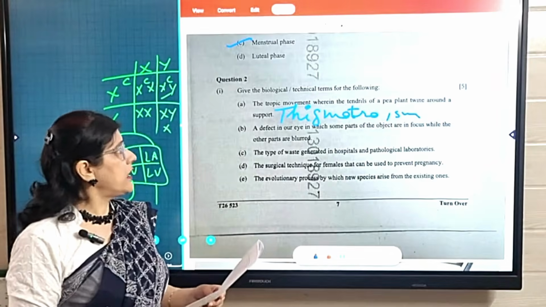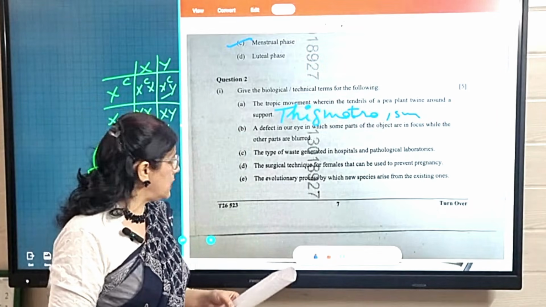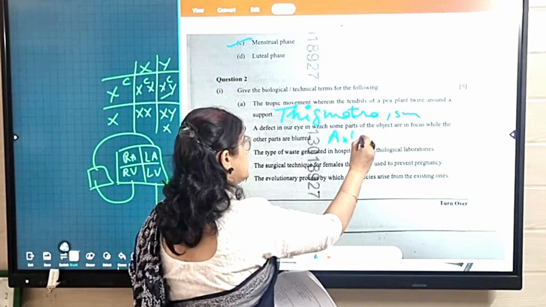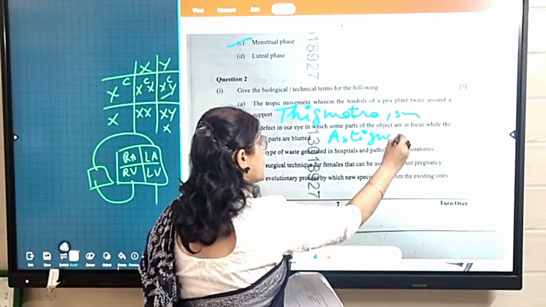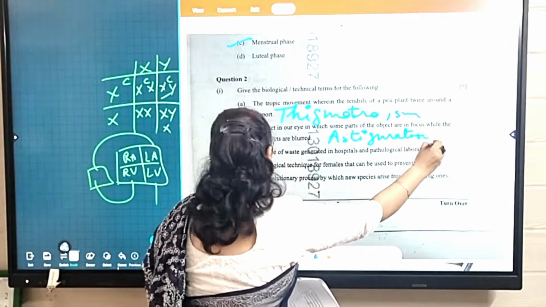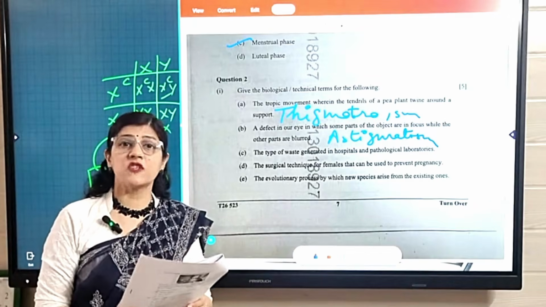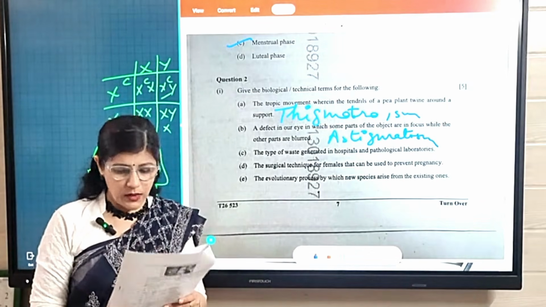A defect in our eye in which some parts of the object are in focus while the other parts are blurred. This is astigmatism. The type of waste generated in hospitals and pathological laboratories, this is biomedical waste under the heading soil pollution.